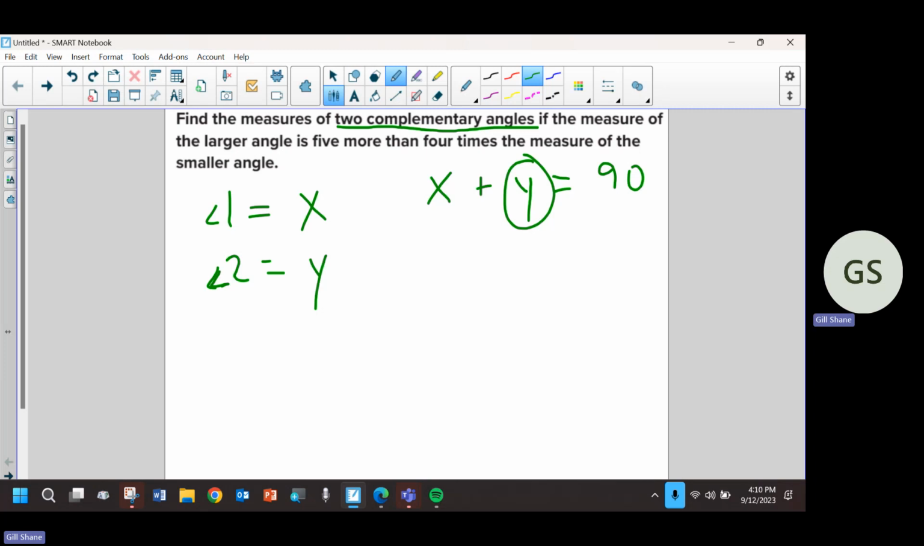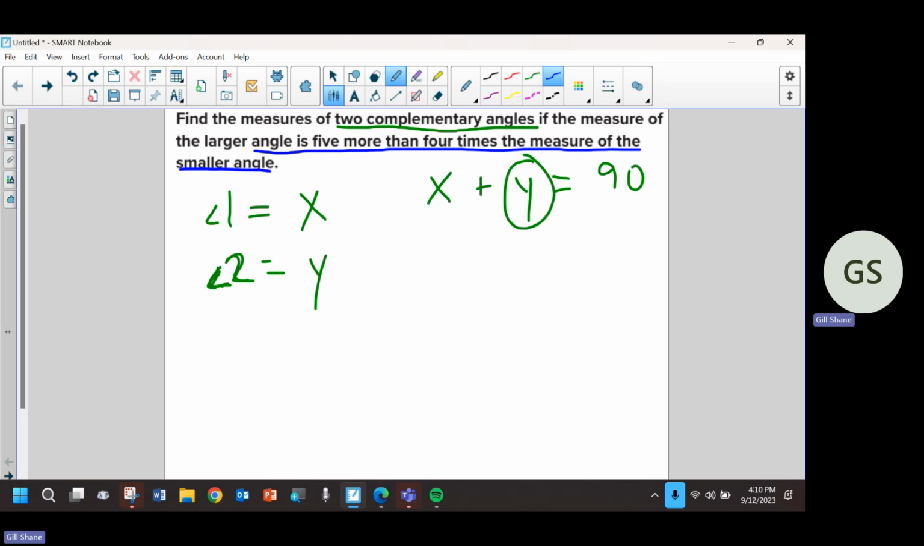I need some way to replace this variable and show the second angle. So show this second angle down here using the variable X. So basically using the first angle. That's where this piece comes in. It tells us, and I'm not going to worry about larger and smaller, but it tells us one angle is 5 more than the measure of the other angle.